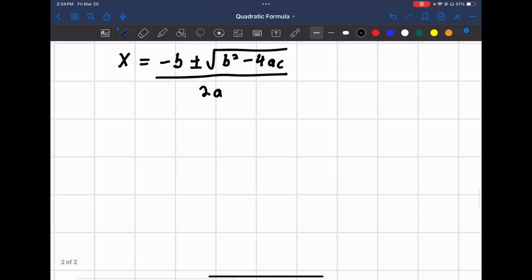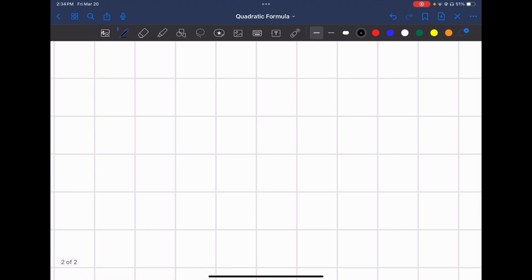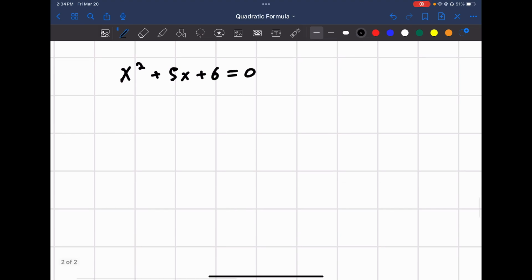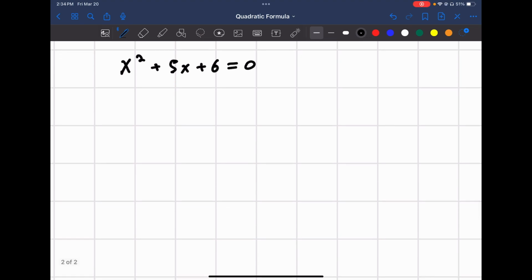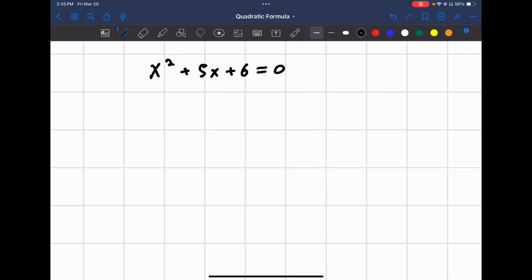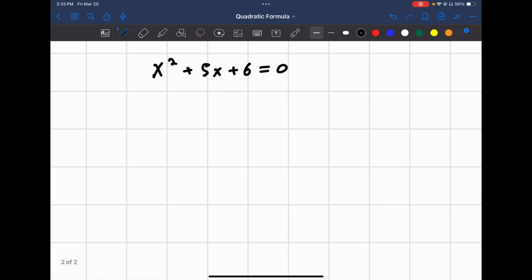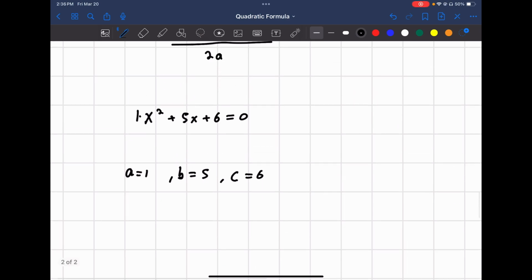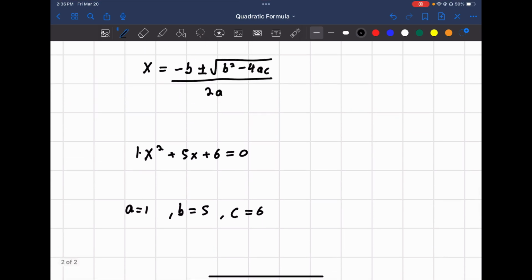And let's do an example. So let's say you have the equation x squared plus 5x plus 6 equals 0, and you want to solve for x. One way to solve it is by using the quadratic equation. So we can see in this example, our a value is 1 because essentially it is 1 times x to the power of 2. Our b value is equal to 5, and our c value is equal to 6. And looking at this formula, all we have to do is just plug in everything.